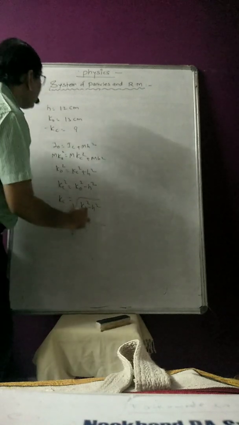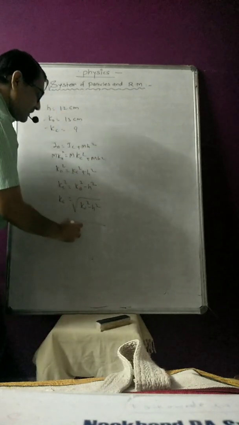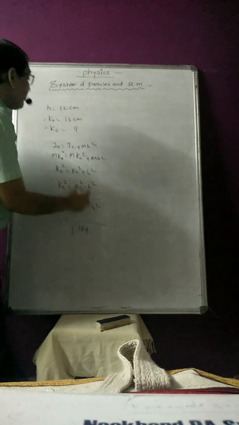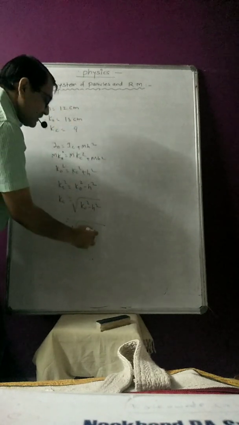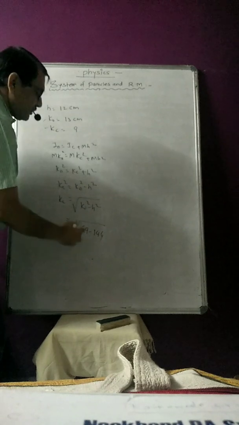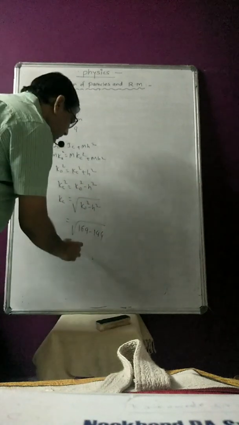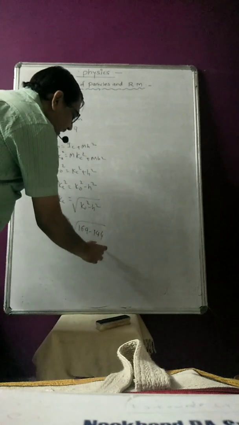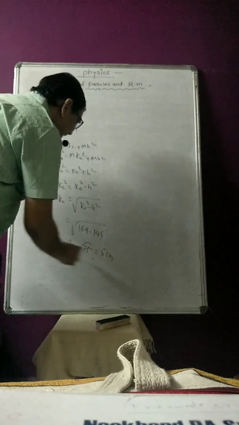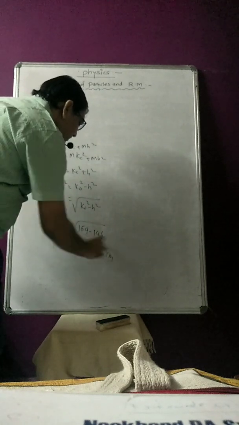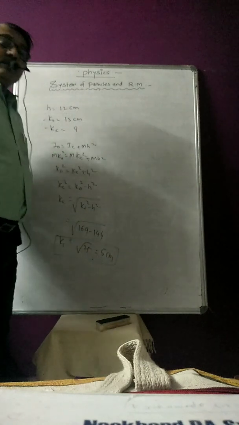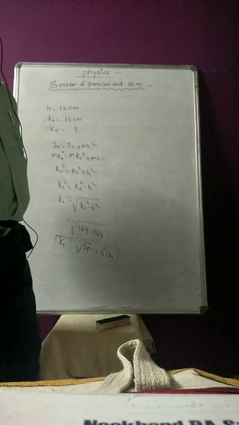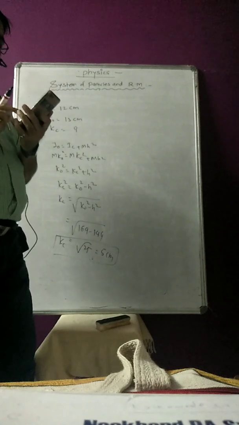So can you tell me what will be KO here? 13. 13 square will be 169 minus H square. H will be 12, 12 square will be 144. Both are in centimeter, you can keep it like this. 169 minus 144, that answer will be 25. If this is 25, then your answer will be 5 centimeter. Means KC, the radius of gyration passing through its center, will be 5 centimeter. Okay, so this is the first problem.